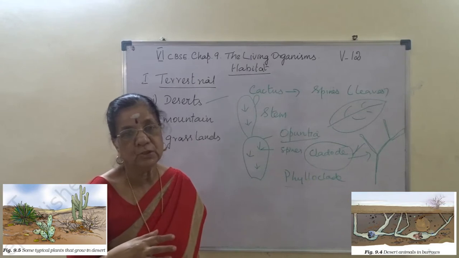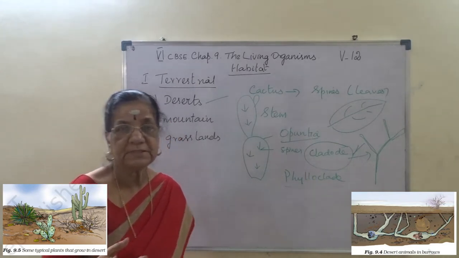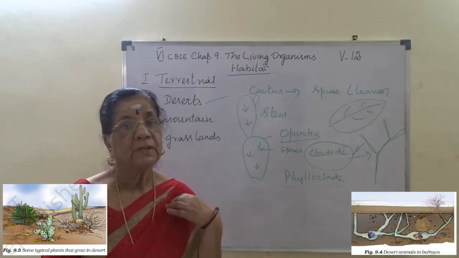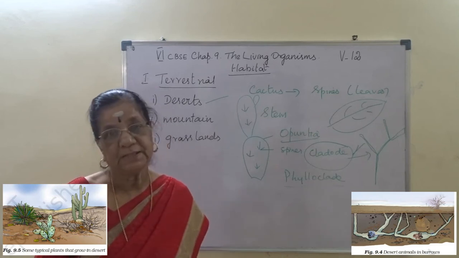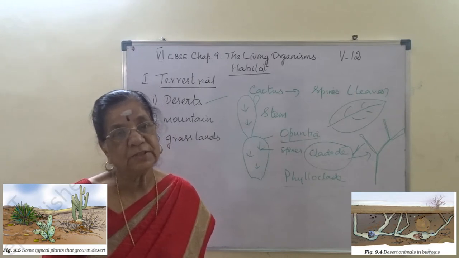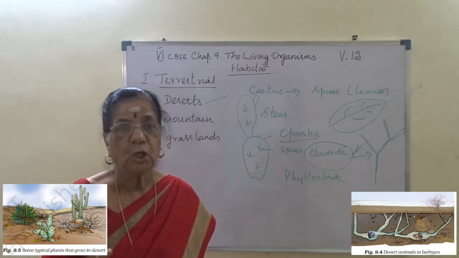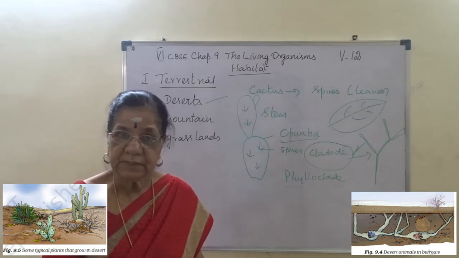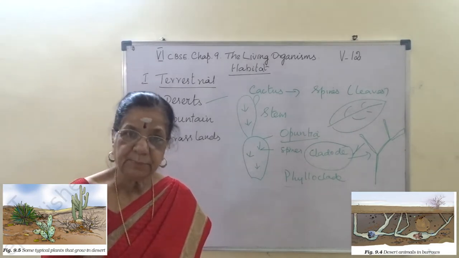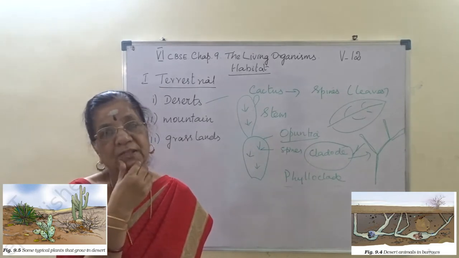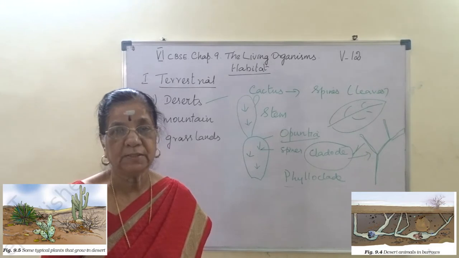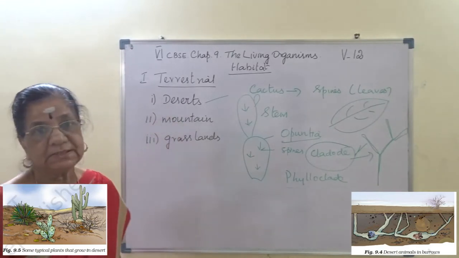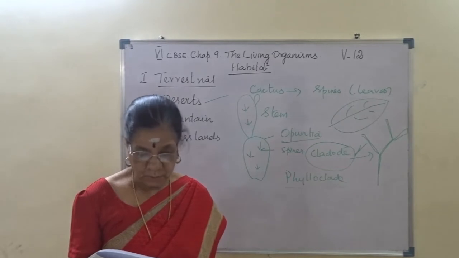So the phylloclade definition is as I have said. This is for the adaptations of desert plants. Okay. And adaptations of animals: the camel has long legs, whereas rats and snakes live in burrows during the daytime deep inside the soil and come out at night when it is cooler. I hope you understand. So this is for adaptations of the desert region. Right? The next one, mountain region.